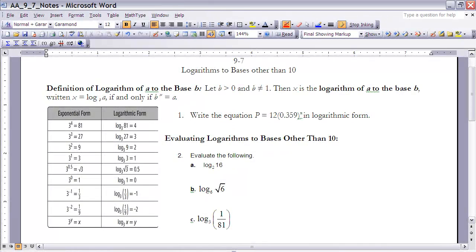These are the notes for section 9.7, logarithms to bases other than 10. If you haven't done so already, make sure you pause the video at this time and read the section first before continuing on with these notes.